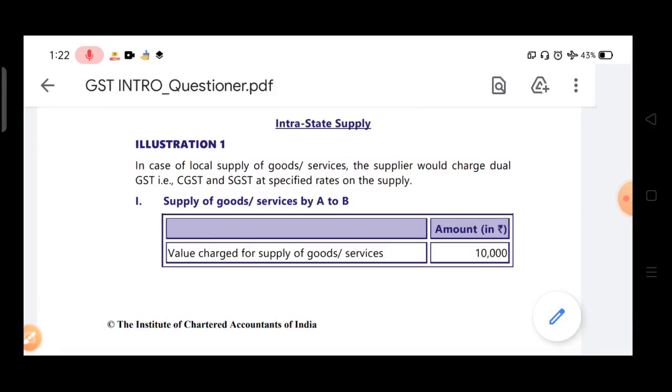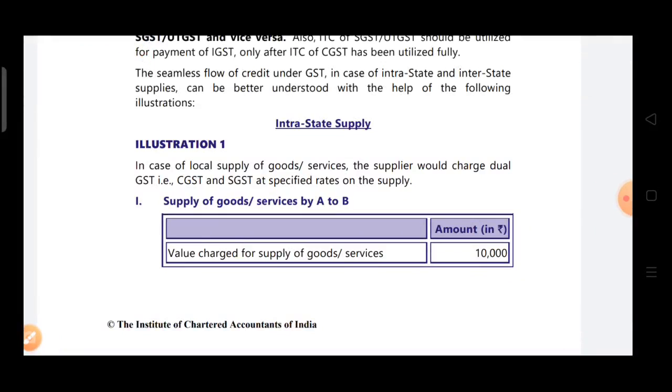In my last video, I explained this chapter 1, GST introduction, from the ICAI study material in detail. So in this video, we'll do the question answers of this chapter from the study material itself. Altogether 2 illustrations and 10 exercise questions are there.